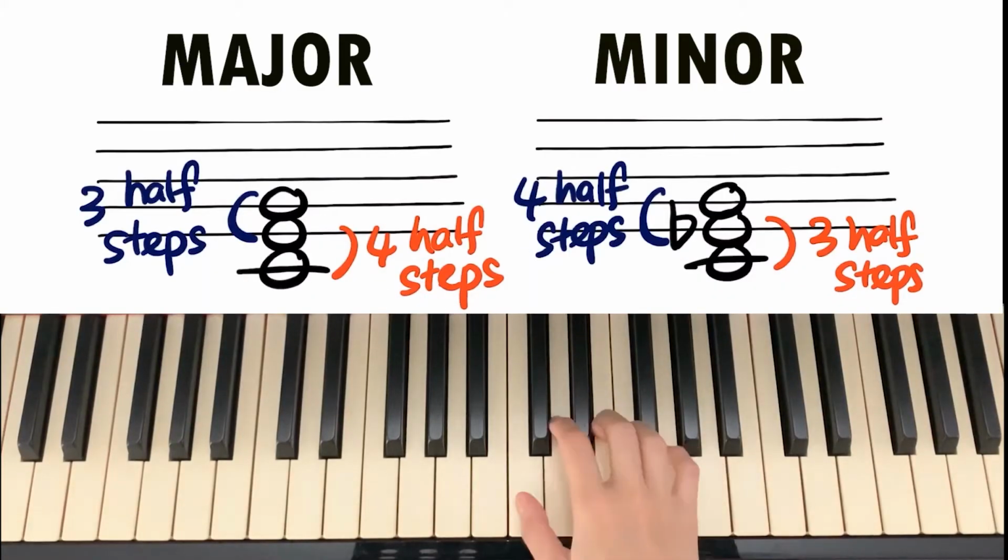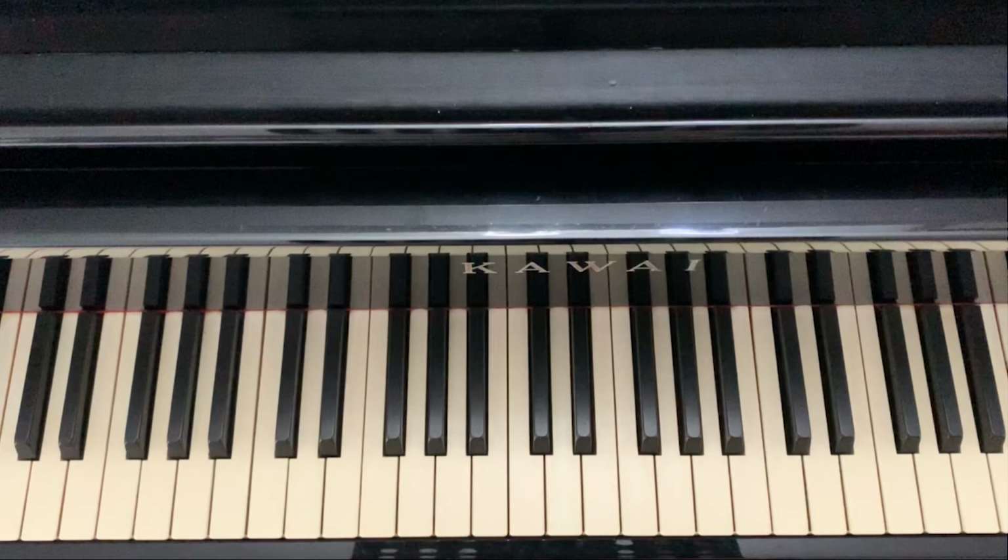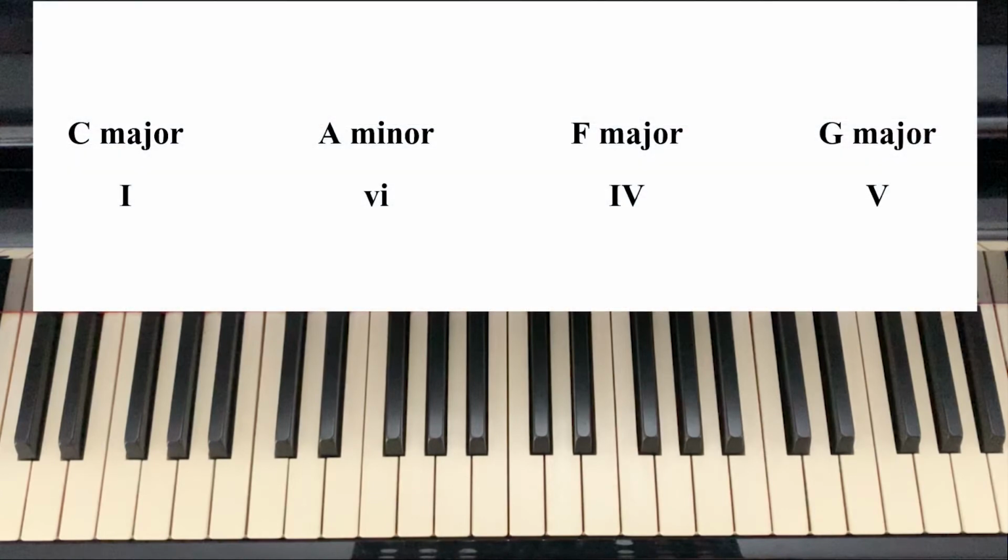Now we understand that for a major chord, it's 4 half steps for the bottom 2 notes and 3 half steps for the top 2 notes, while for a minor chord, it's 3 half steps for the bottom 2 notes and 4 half steps for the top 2 notes. So after knowing how major and minor chords are formed, here is a basic chord progression that allows you to be able to play many pop songs.